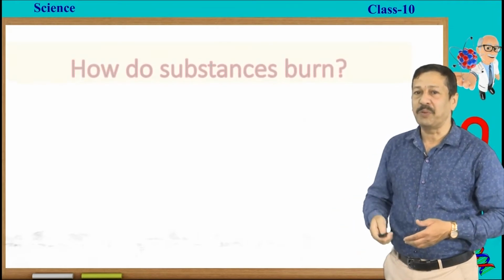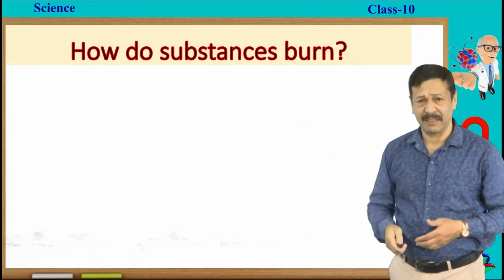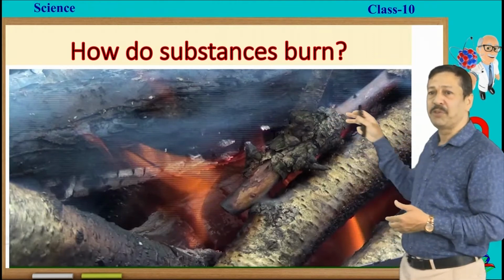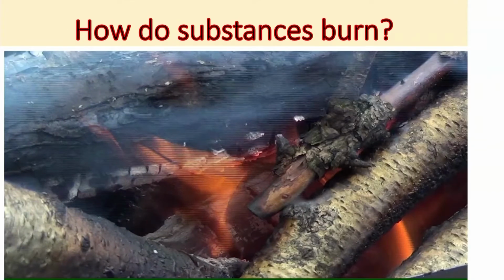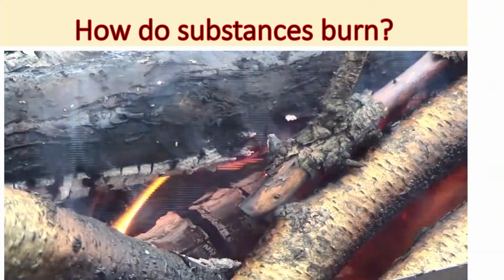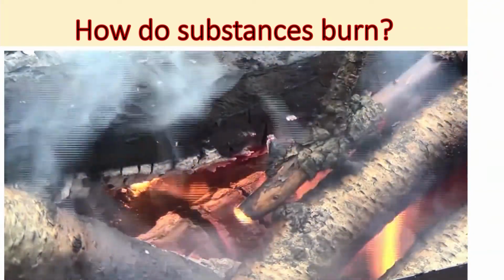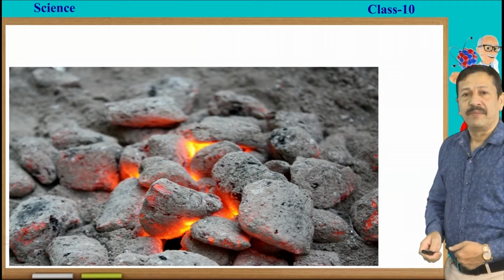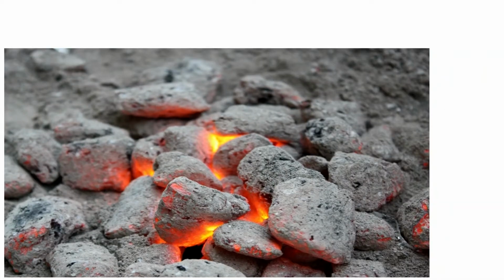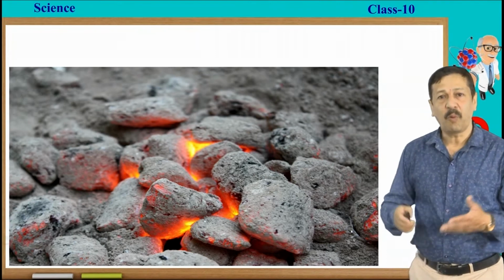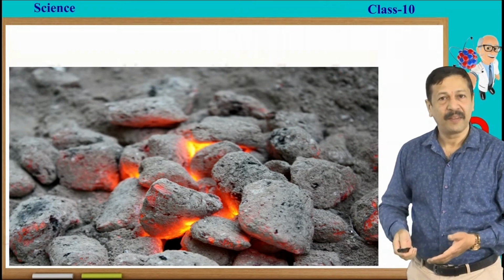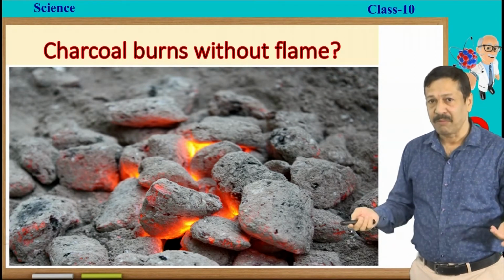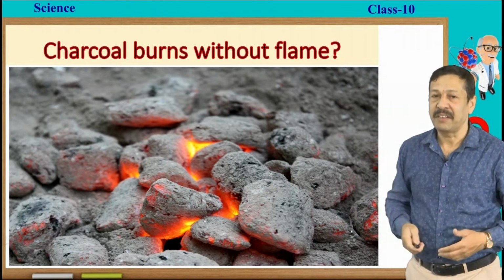Now let us move on to how substances burn. You know, that is the addition of oxygen. Here I am showing an animation. Observe this one carefully. Here you are seeing the flame. Sometimes a flame is observed, sometimes there is no flame. Now observe this one. Are you finding any flame here? Why? What makes this difference? Are you thinking? The charcoal burns without flame. What is the reason? You have to think.